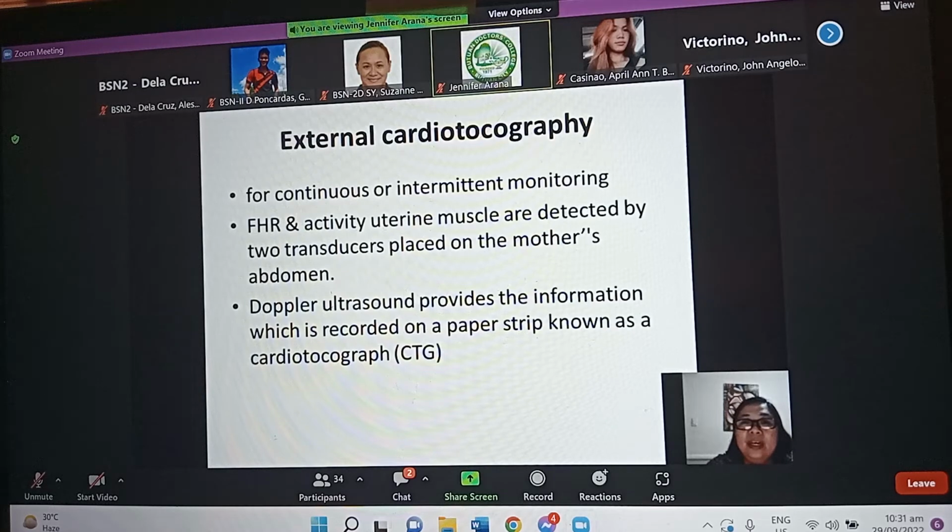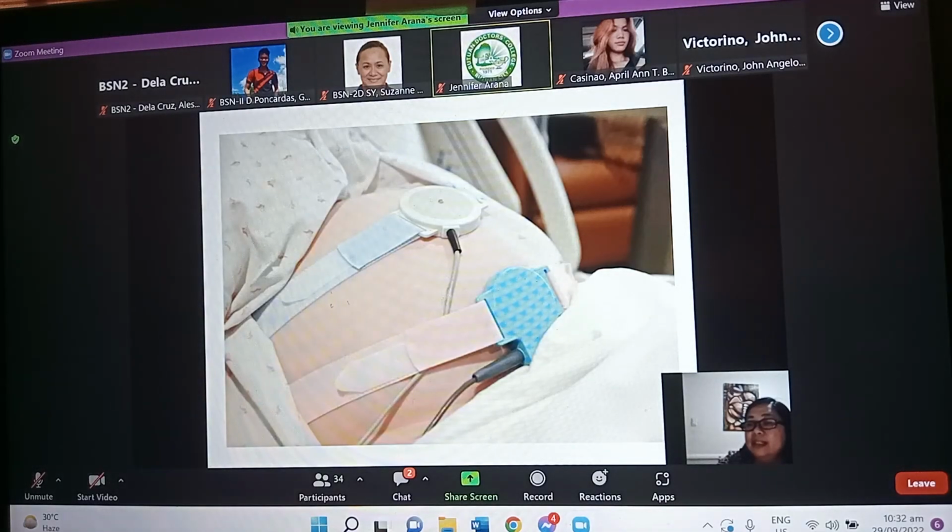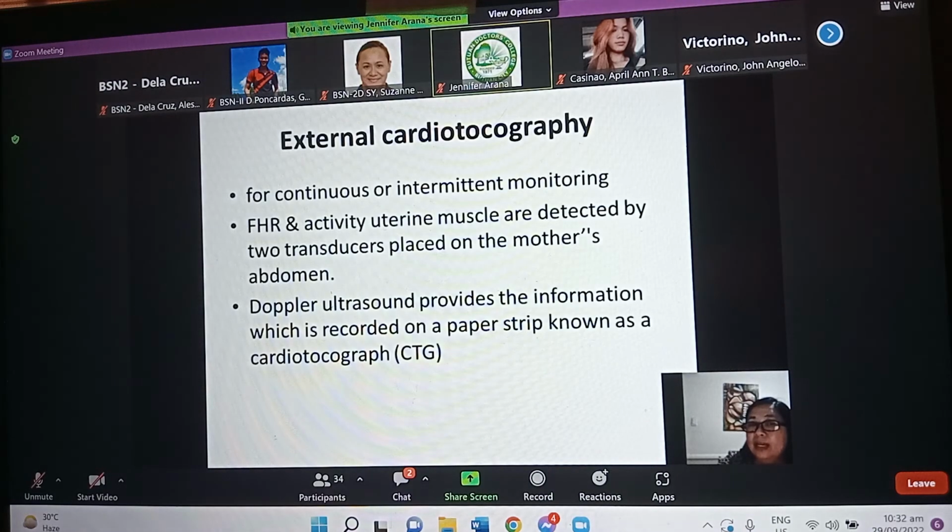External cardiotocography is done for continuous or intermittent monitoring. The fetal heart rate and the activity of the uterine muscles are detected by two transducers placed on the mother's abdomen. Doppler ultrasound provides the information which is recorded on a paper strip known as a cardiotocograph. Okay? So this is how an external cardiotocography looks like.